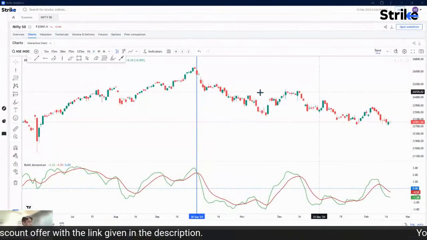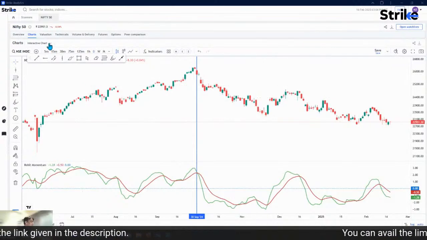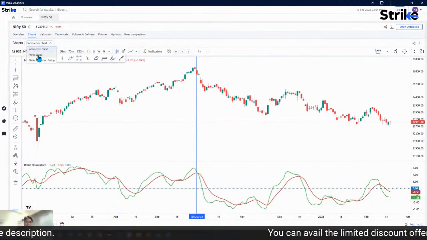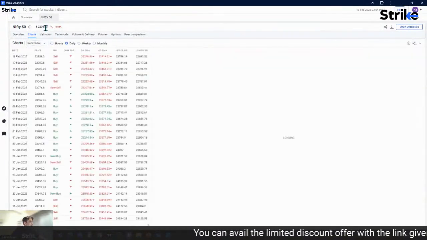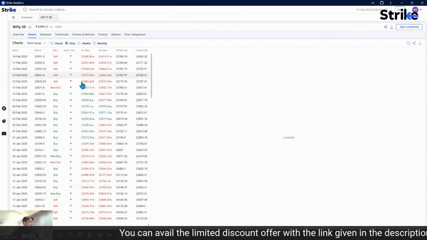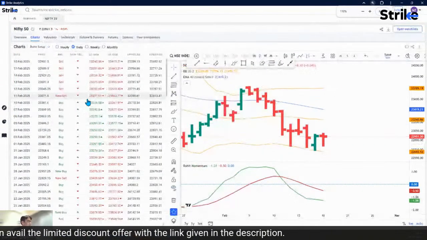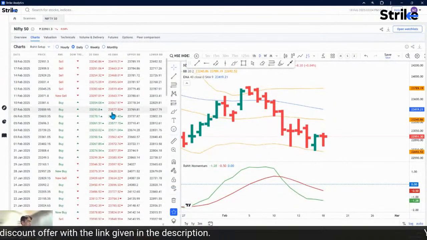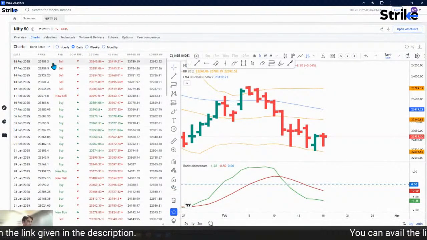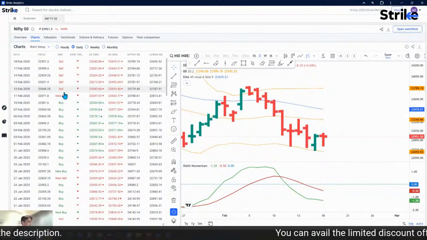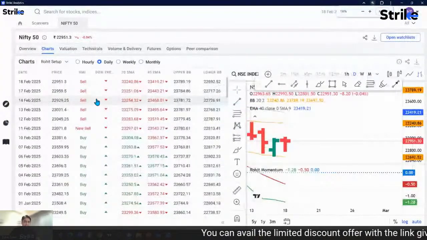let me come to this particular level over here. Let's go to Rohit setup. Okay, I'm going to Rohit setup on Nifty chart, and over here on the daily time frame chart, have a look at this. What we have is a tabular format. I'm zooming it so that you can see it nicely.